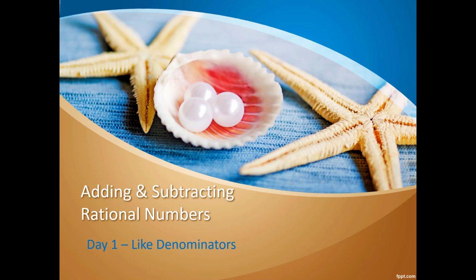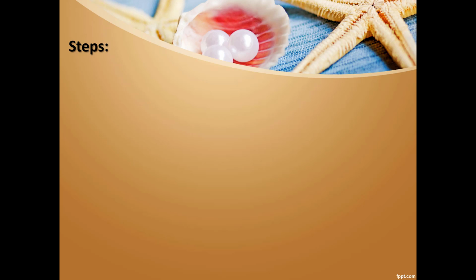Okay, so we're going to start today's lesson with talking about adding and subtracting irrational numbers with like denominators. And we're going to go through the steps needed to solve for this, as well as work through about 4 examples to ensure proper understanding. So let's talk about the steps.